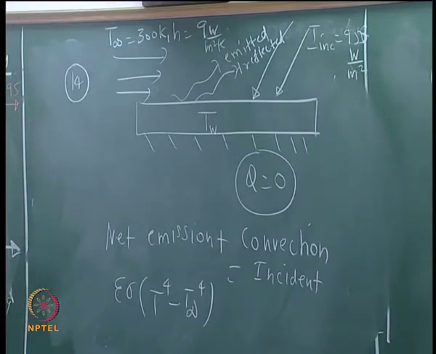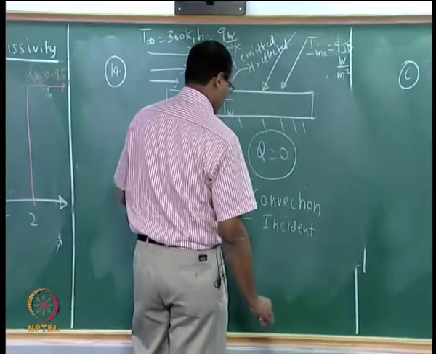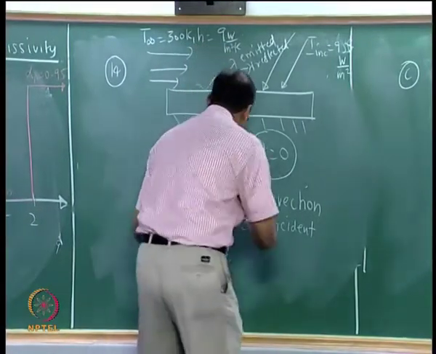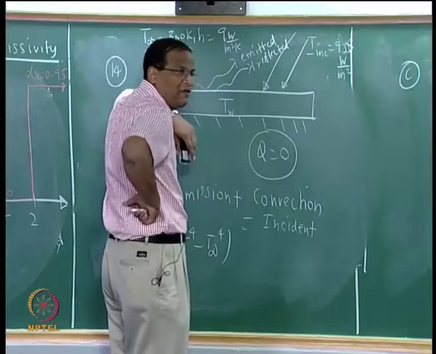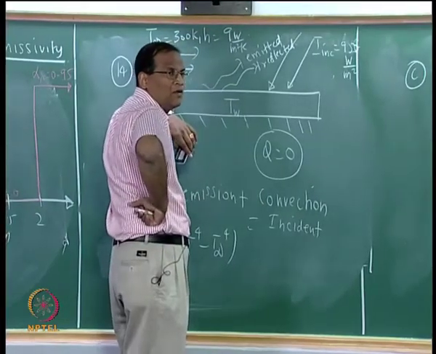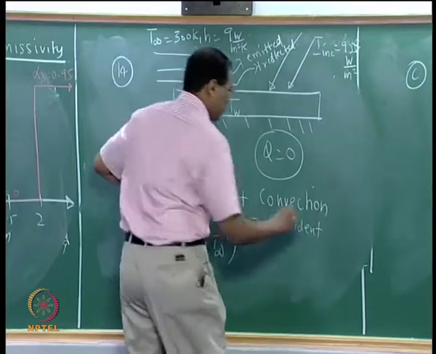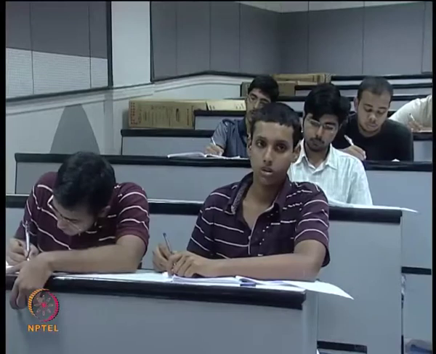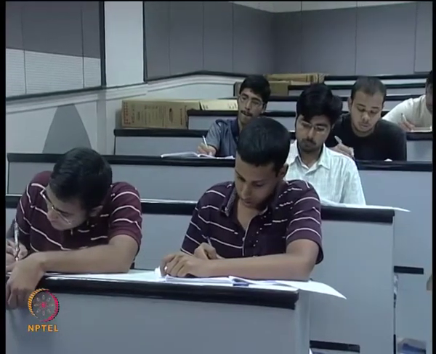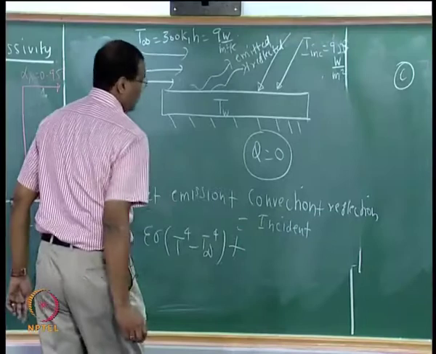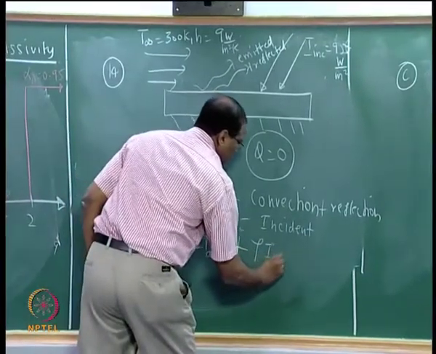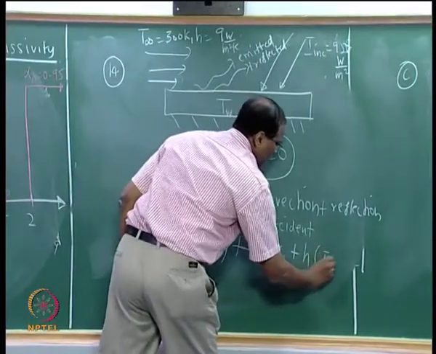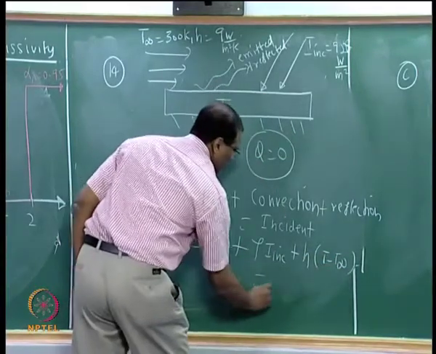Which one? There should be reflection on the left hand side. No, let me, net emission, what is going out? No, plus reflection. Correct? Is it correct? Yeah, so don't leave out the reflection. Plus rho times I incident plus h into T minus T infinity is equal to I incident.